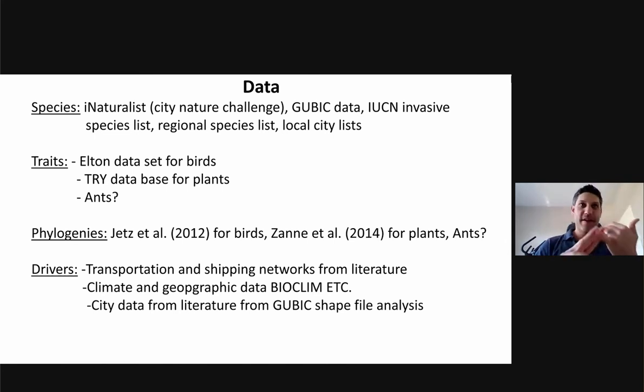And so we have the species, their traits, and their phylogenies. Now we need the predictors of this phylogenetic, functional, or taxonomic composition. Drivers we can get from all different types of sources: transportation and shipping networks from literature, climate and geographic data from things like BioClim, and then city data from literature or from GUBIC shapefile analysis. We're really going to look for everyone to think and discuss innovative ways to extract information on the cities as we go forward.